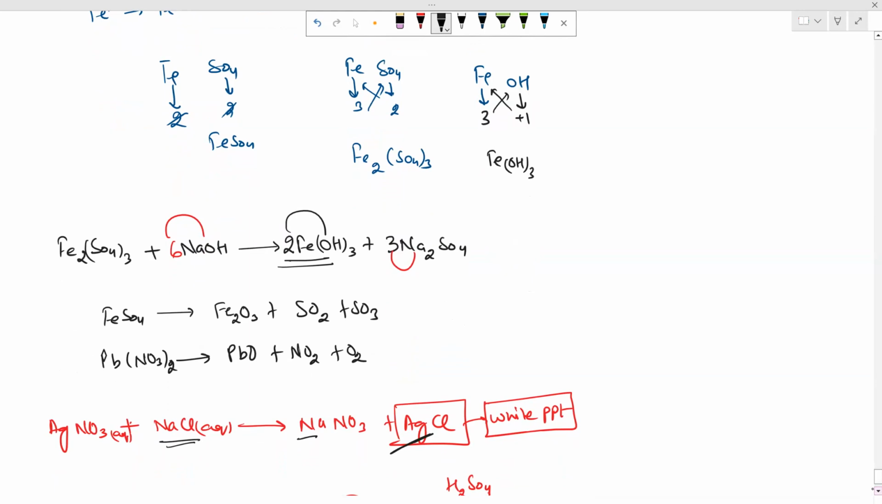So note it down. Silver nitrate is transparent. When they mix together, they form silver chloride, which is a white PPT.